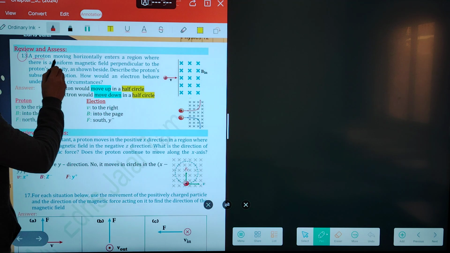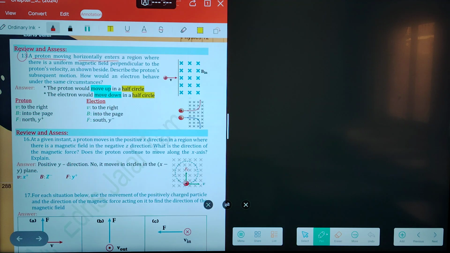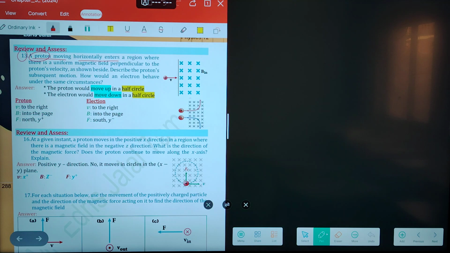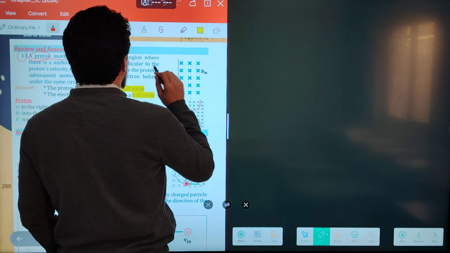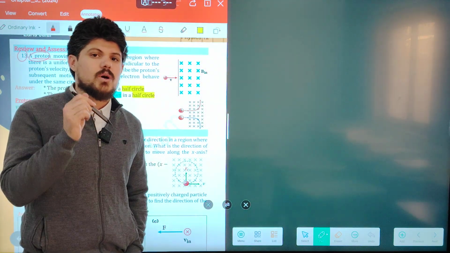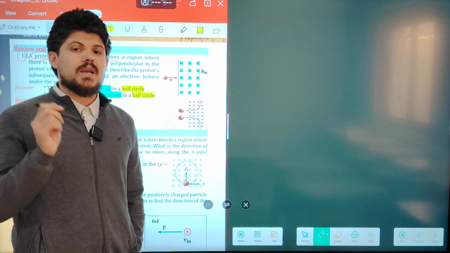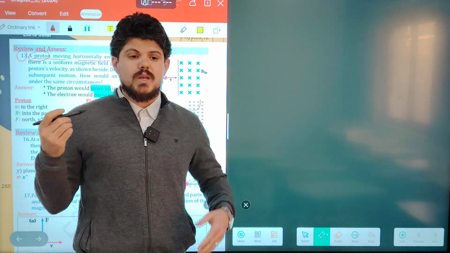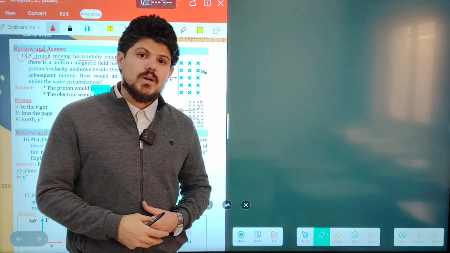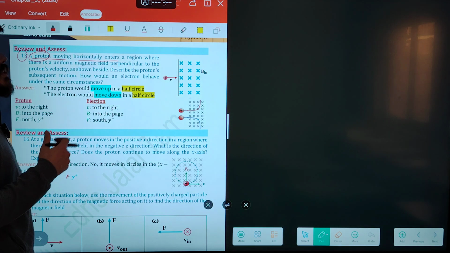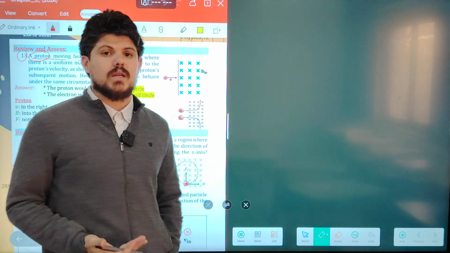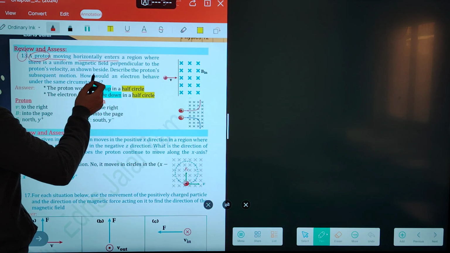Question 13. A proton moving horizontally enters a region where there is a uniform magnetic field. The proton has positive charge. Guys, it is very important to recognize whether the question is about an electron or a proton. Why? Because the direction of the magnetic force on a proton is different from that on an electron. But to determine the magnitude of the magnetic force, they have the same equation for positive and negative charge, because they have the same magnitude of charge as well.